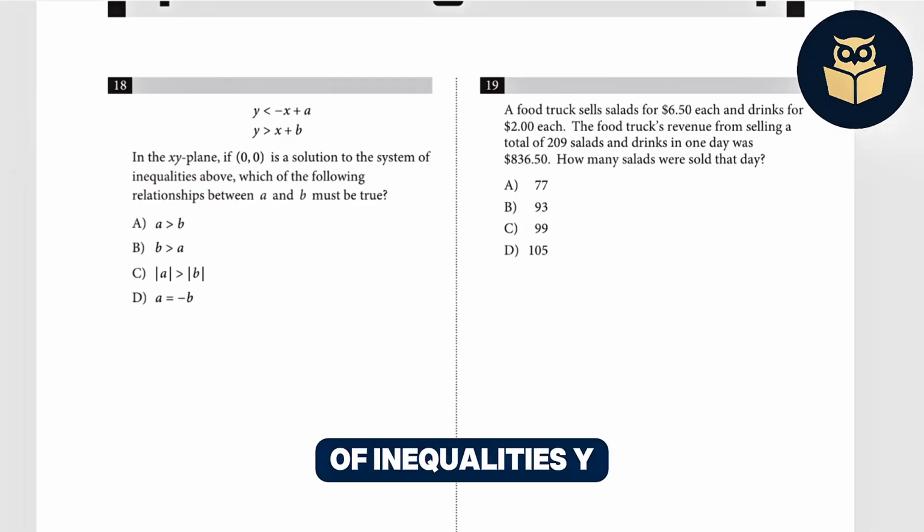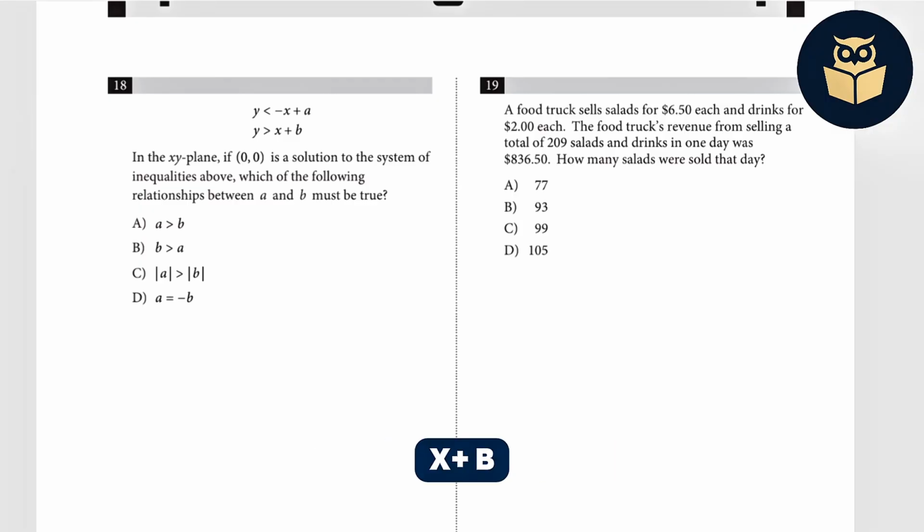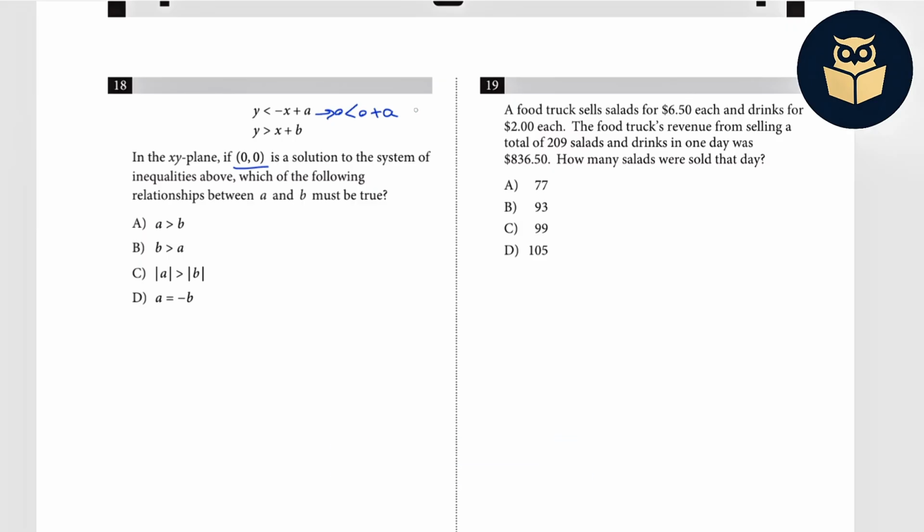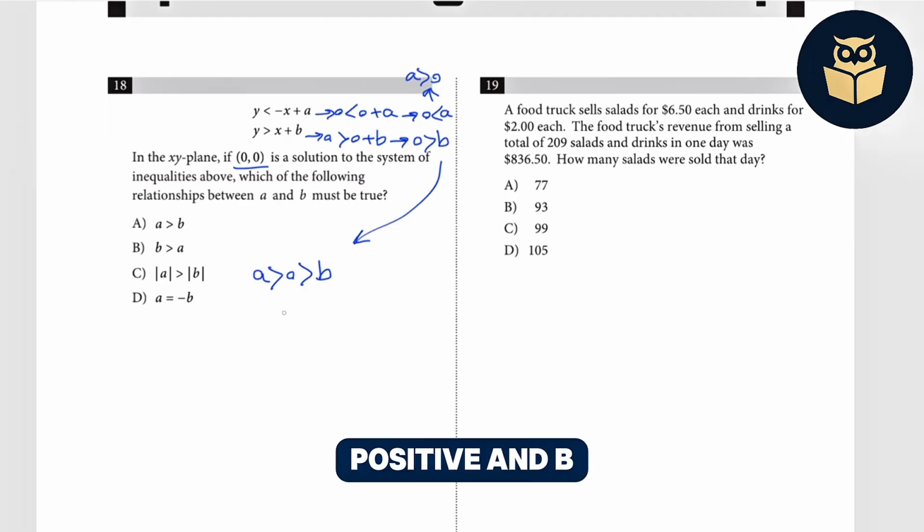Question 18 gives us a system of inequalities, y > x + a and y < x + b, and tells us the origin (0, 0) is a solution. Let's plug (0, 0) into both inequalities. The first becomes 0 > 0 + a, which means a is negative. The second becomes 0 < 0 + b, which means b is positive. Since a is negative and b is positive, b must be greater than a. Thus a < b is definitely true. Choice A is the one.